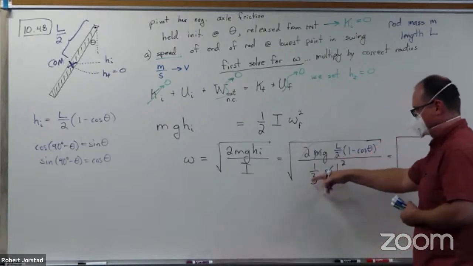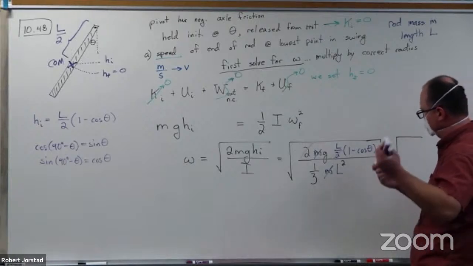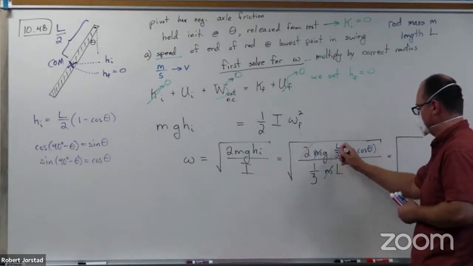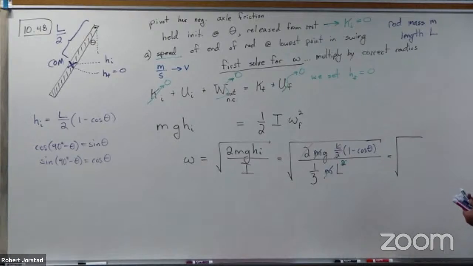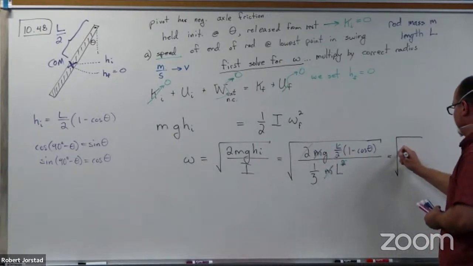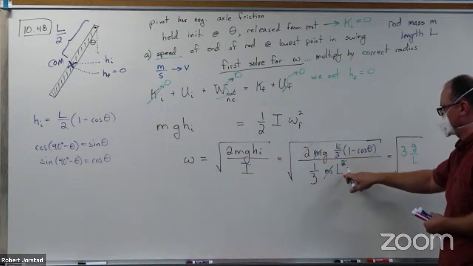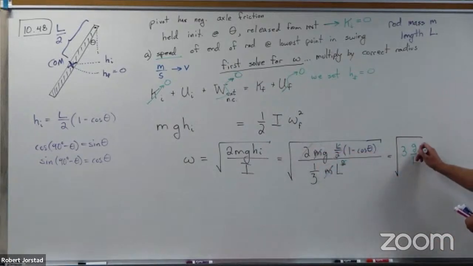I could have popped the 3 upstairs, and I think one of the L's. Is that what you said somewhere? Yeah, nice. I didn't even see that at first. Good. But the 3 will pop up. And so we're going to get 3g over L, because there's a g and an L left. The 3 came up. 1 minus cos. Is that right? Double check that. It's a big mess.